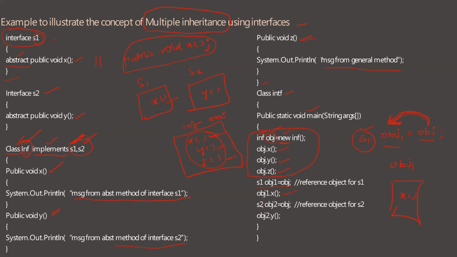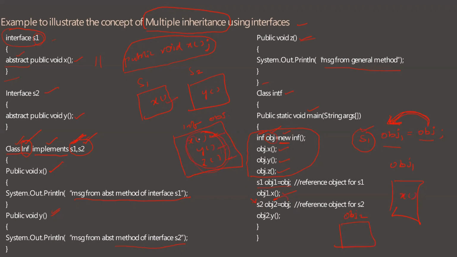In the same way, for S2, obj2 equals obj. Again, obj2 will be created in this way, and you're copying the properties of the object to obj2. So all these methods should be copied. But as this is an object of your S2, only the properties related to S2 will be copied into your obj2.